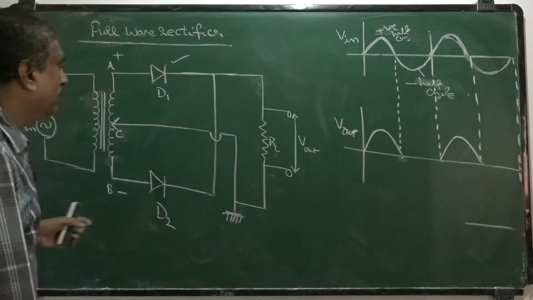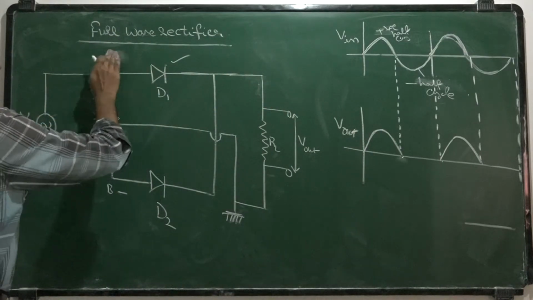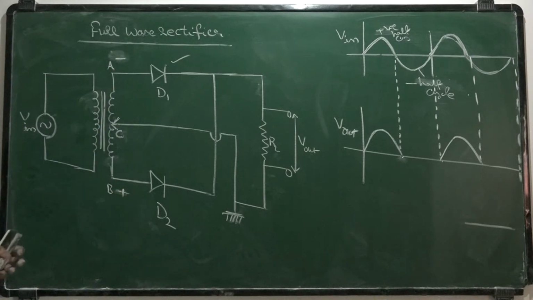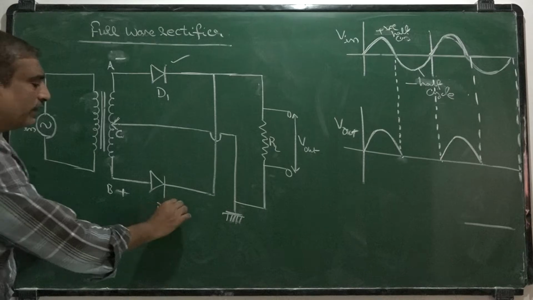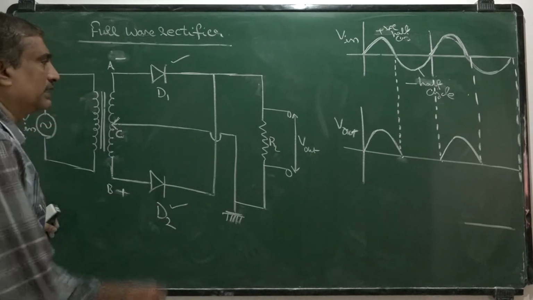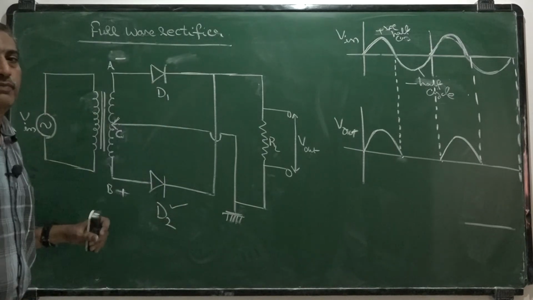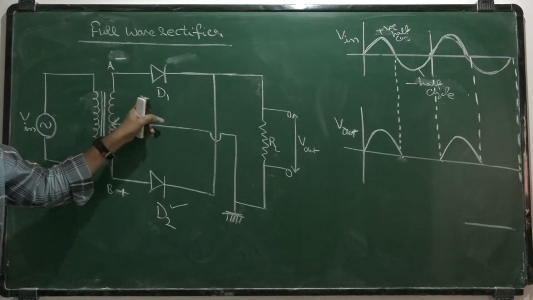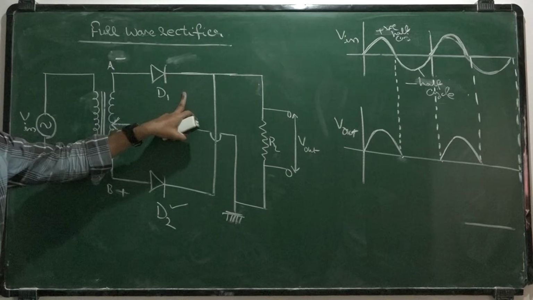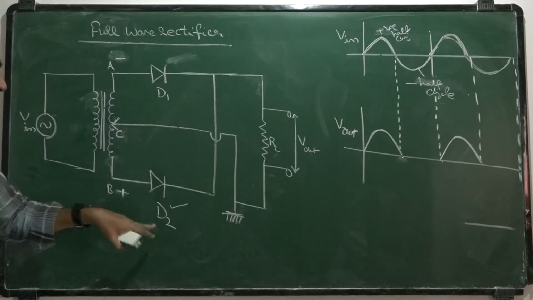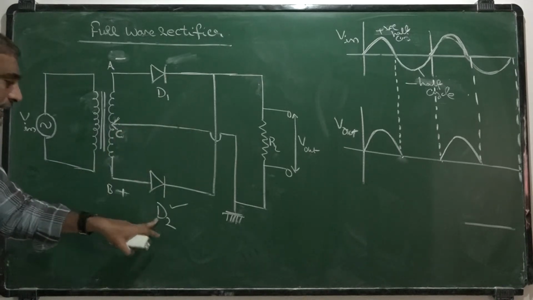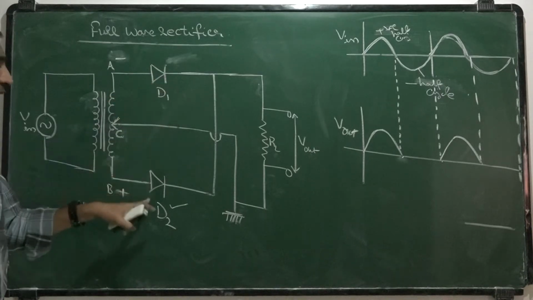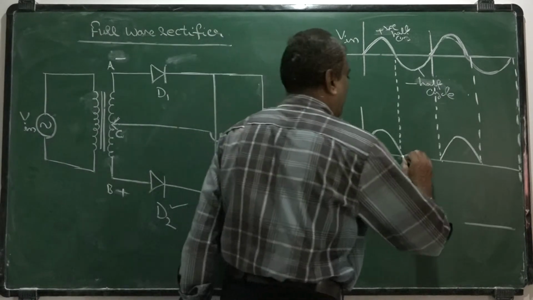Now, during the negative half cycle, A becomes negative and B becomes positive. That means D2 will be in forward bias and D1 will be in reverse bias. During the positive half cycle, D1 is in forward bias and conducts, and during the negative half cycle, D2 is in forward bias and conducts, and D1 is in reverse bias, so it does not conduct. So the output is like this.